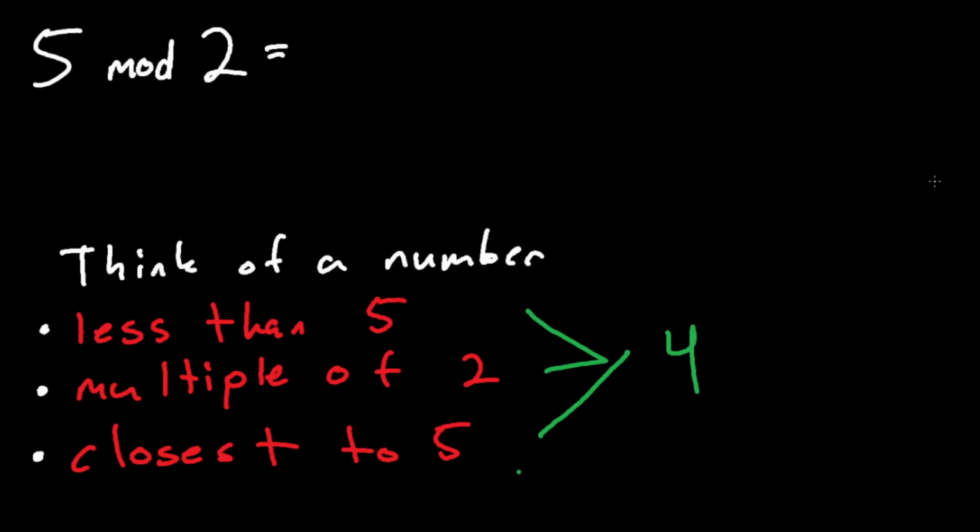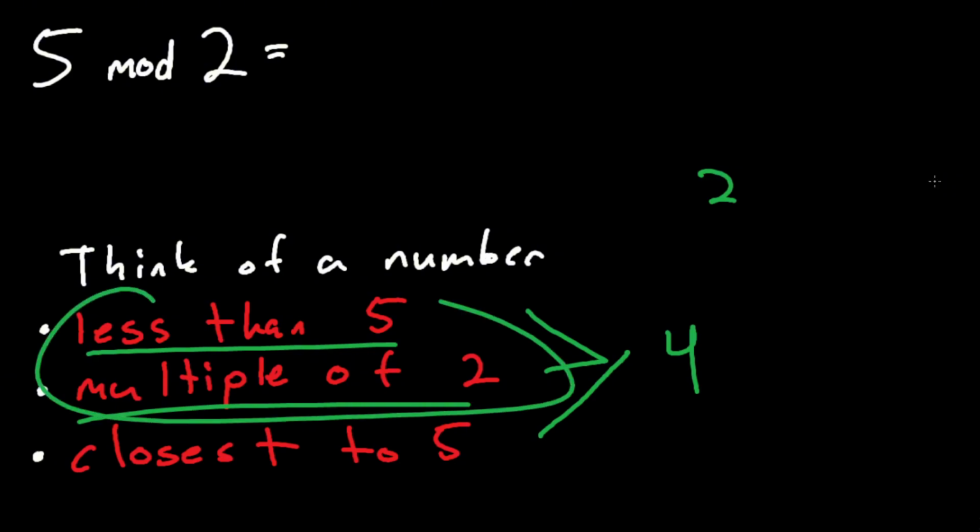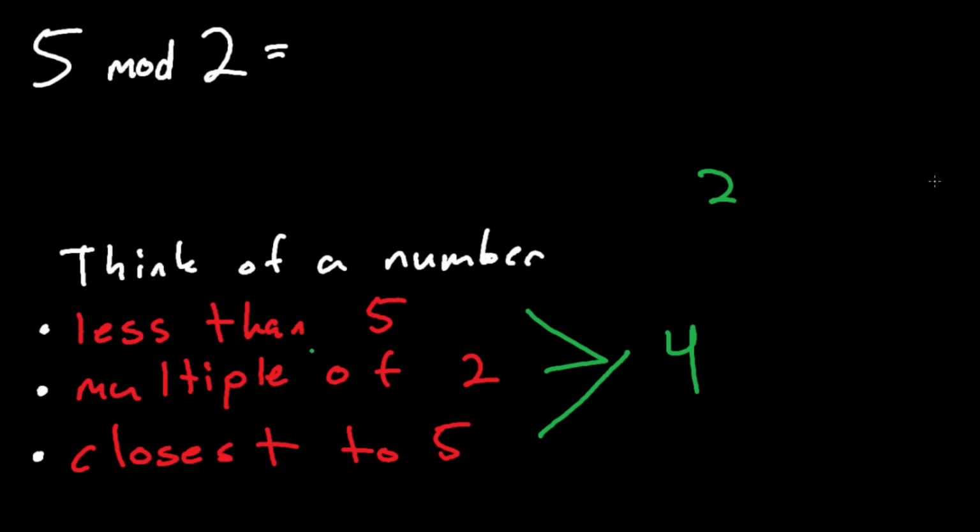Well, it's actually just 4, right? 4 is less than 5. 4 is also a multiple of 2, and 4 is the closest number that is less than 5 and a multiple of 2 to 5, right? 2 is technically less than 5 and a multiple of 2, right? But that doesn't work. That number 2 meets the first two conditions, but it doesn't meet the last, right?